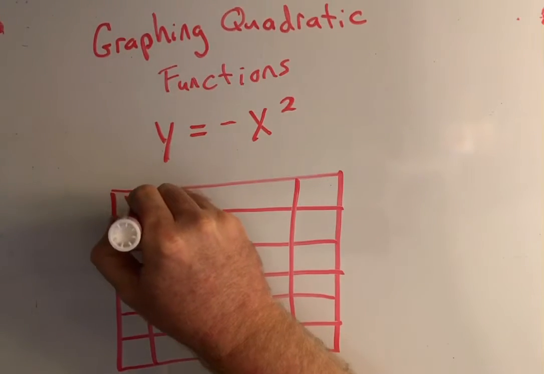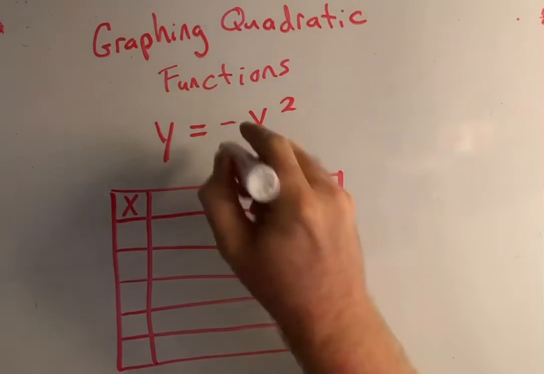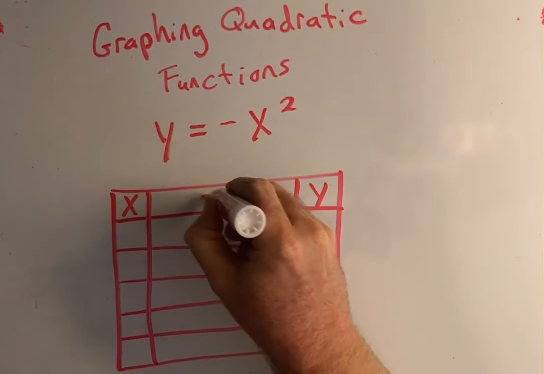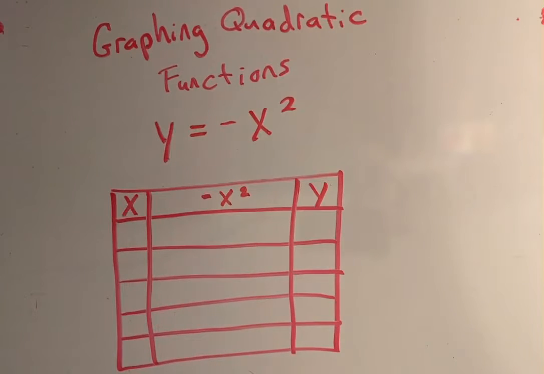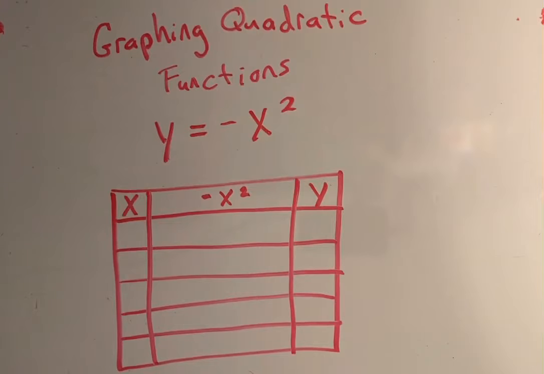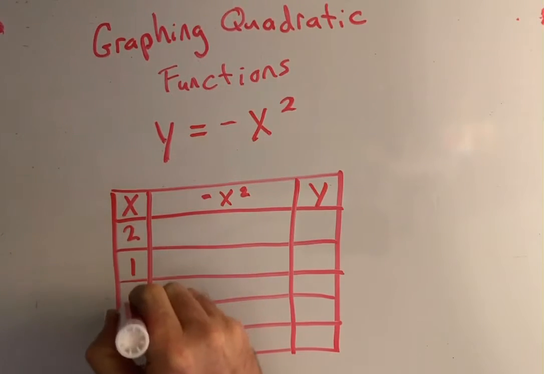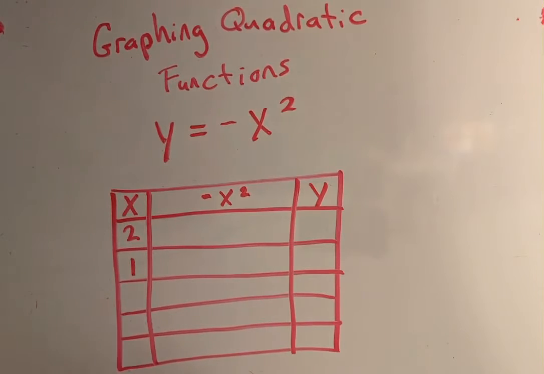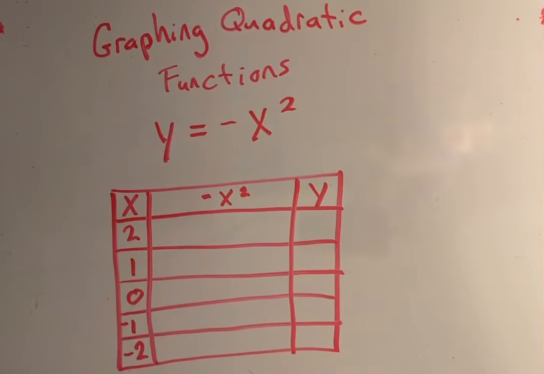So I'm going to call this X. I'm going to call this Y. Right here, I'm going to put my negative X squared. And then here, the values that I'm going to use are 2, 1, 0, negative 1, and negative 2.